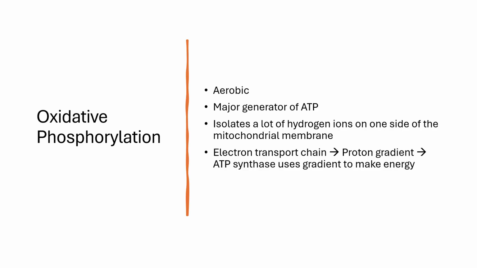All right, so oxidative phosphorylation. This is an aerobic process. It's the major generator of ATP in aerobic respiration. Basically, it isolates a lot of hydrogen ions on one side of the mitochondrial membrane. The electron transport chain helps with this process, and it creates a proton gradient, which ATP synthase then uses to generate energy in the form of ATP.